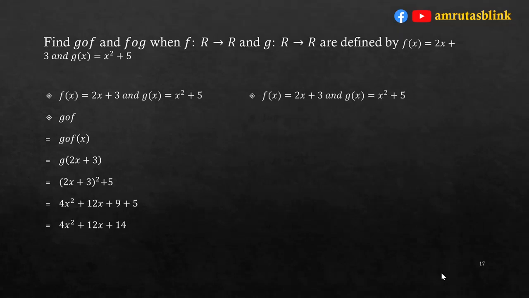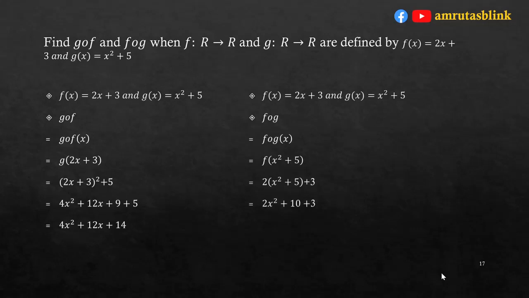Similarly, we will calculate f of g. Now, f of g of x is equal to f of x square plus 5, that is 2 into (x square plus 5) plus 3, which is equal to 2x square plus 10 plus 3, that is 2x square plus 13.